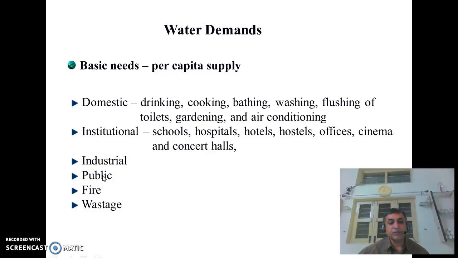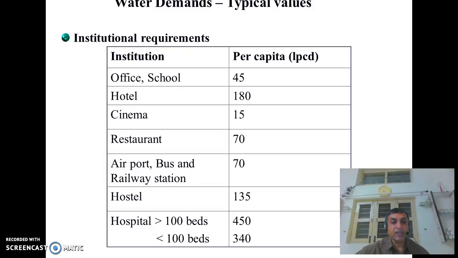Public usage is basically the water required for public utilities like public gardens, public toilets, road washing, etc. The fire demand that we have taken as a prerequisite. There is another part of the water demand: wastage and losses, which are 15 to 20% of the total water requirements.